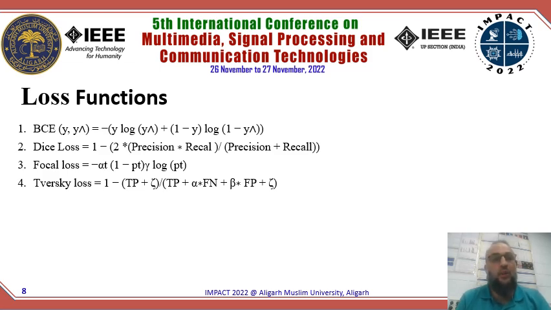Here are our loss functions. We use the standard ones, binary cross entropy and dice loss. We also use loss functions designed for imbalanced datasets, like focal loss and Tversky loss, which have hyperparameters alpha, beta, and gamma that we can tune in order to find the best accuracy.